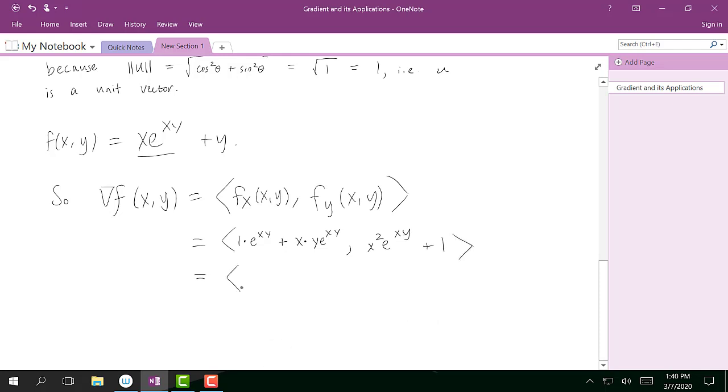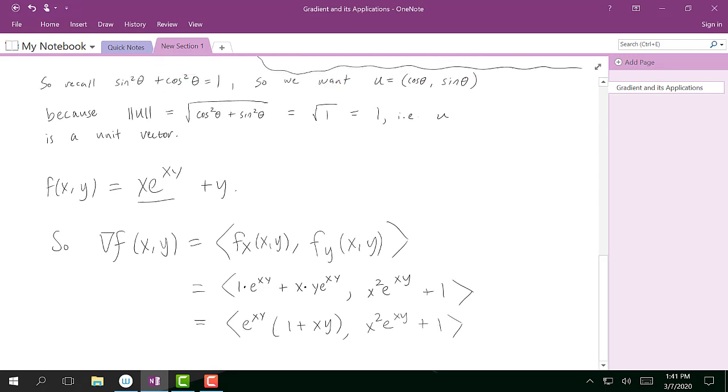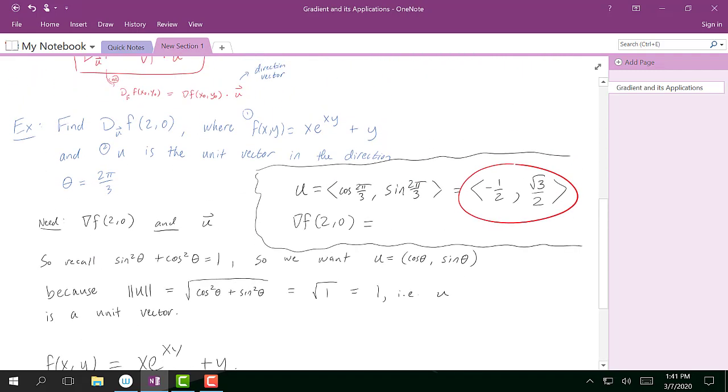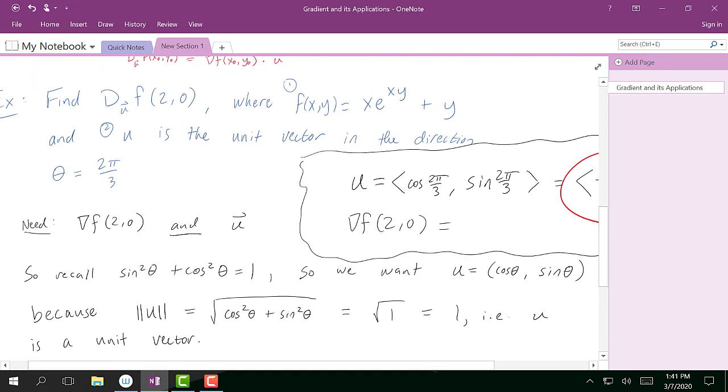Cleaning this up, we get e^(xy) factored out, we get 1 plus xy. And then after that, well, we can't really do much here, we get x squared e^(xy) plus 1. Okay, so going back up for a second, we want to evaluate the directional derivative at the point (2, 0).